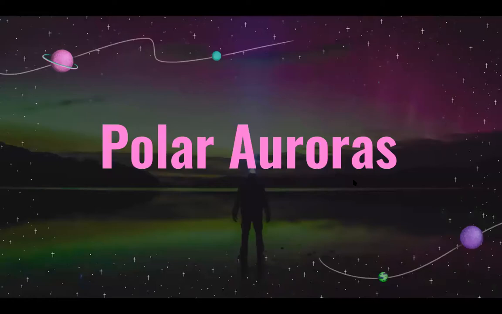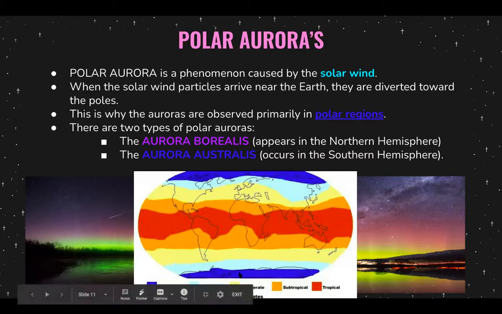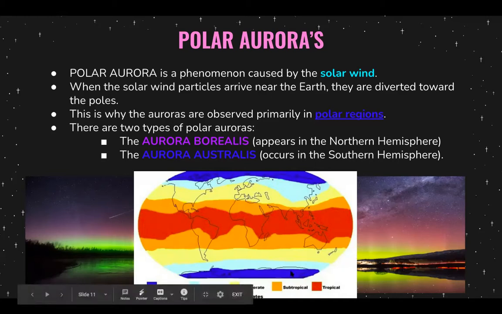So you must have heard about polar auroras, or you've heard about them in terms of northern lights or southern lights. So polar aurora is a phenomenon caused by the solar wind. So you guys learned about solar wind and had to include it in your crossword puzzle challenge. When the solar wind particles arrive near the Earth, they are diverted towards the poles. So you're talking about the North Pole and the South Pole. This is why the auroras are observed primarily in the polar region. So that's what we were just talking about, North Pole versus South Pole.